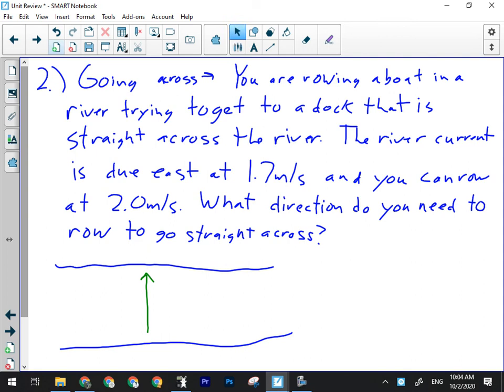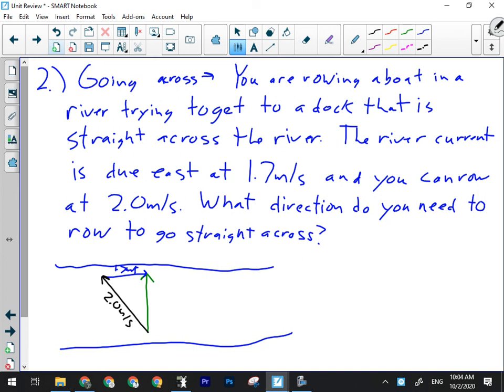The two contributing factors to that are the river current, that's 1.7 meters per second east, and the rowing speed, which is 2.0 meters per second. How did I know to draw that way and that my result is not my hypotenuse? Because that's kind of the key to these.